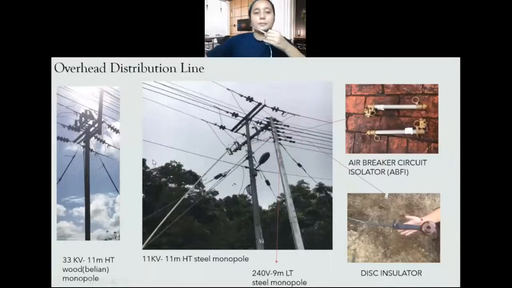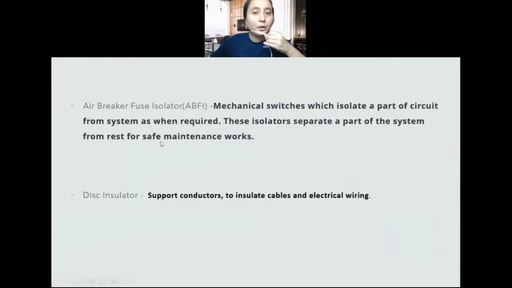Next is the function of the ABFI and this insulator. The air breaker fuse isolator is a mechanical switch which isolates a part of a circuit from the system when required. This isolator separates a part of the system from the rest for safe maintenance works. For the second one, the insulator is for supporting conductors and insulating cables and electrical wiring. That's all from me. Thank you.